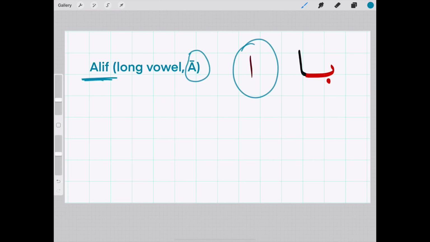And if we pay attention to the ba and add to it the long vowel alif, it becomes baa. And this is how you write it, and this is how you pronounce it, baa, and this is how you write it.